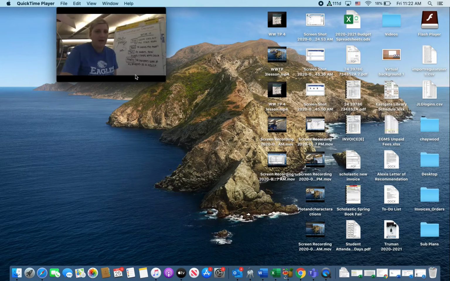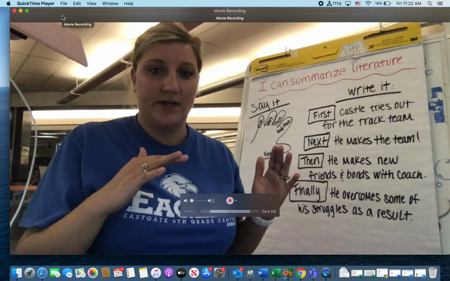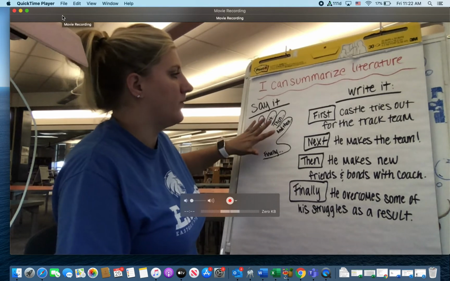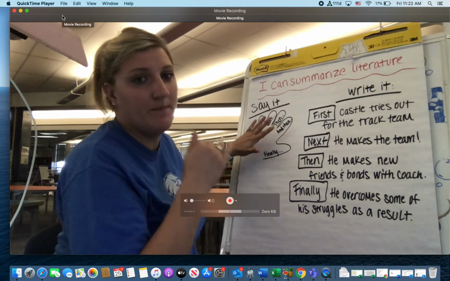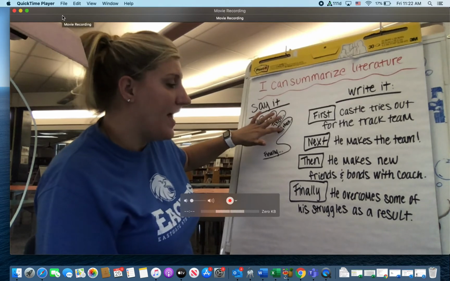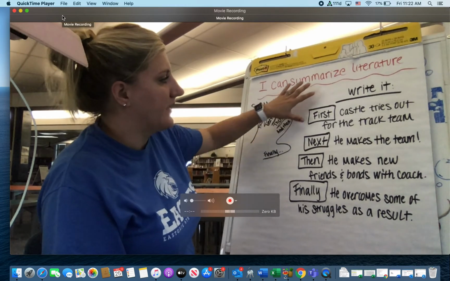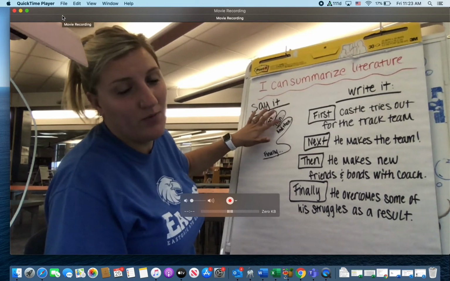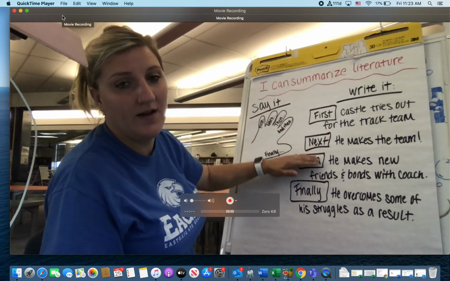I'm going to take what I had started from my plot mountain and start organizing it to build a summary. We have a strategy here where we focus on the order of events in the plot to build our summary in that order. So we have first, next, then, and finally. I shortened this a little bit today to help us go quicker. After we say what those events were in order, then we can write it and organize it.